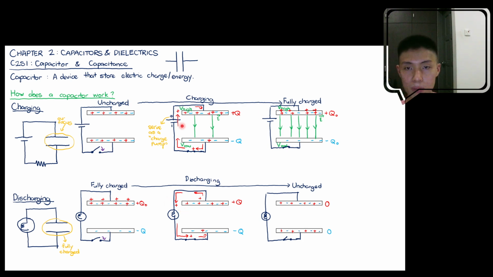Now we talk about the electric potential and also the electric field. So if it's fully charged, there's a very high potential over here. There's a very low potential over here. So initially the electric field in between these two plates will be a very strong electric field.